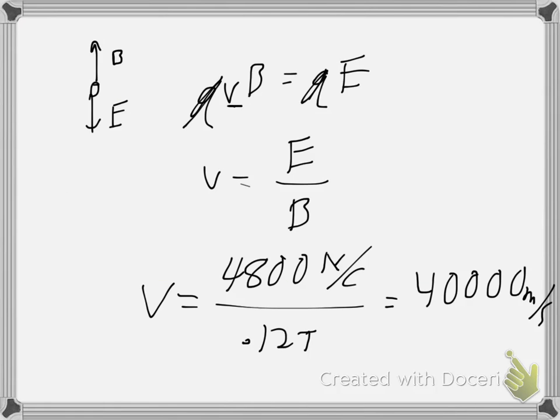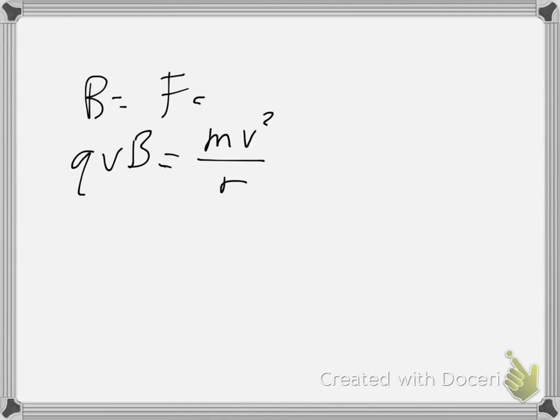And since this magnetic force is pointing to the center of a circle, that means it's centripetal. So I can say that my magnetic force is equal to the centripetal force, where the magnetic force is QVB, and the centripetal force is equal to mv squared divided by r. You want to solve for the radius, so let's rearrange this for the radius. Multiply each side by r, which equals QVB. Let's scratch that.